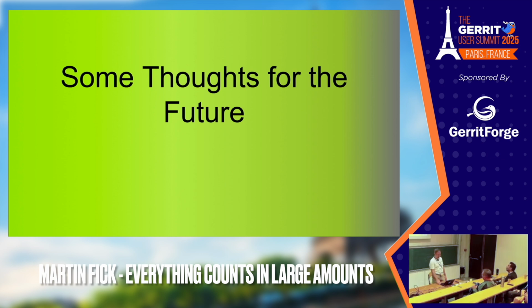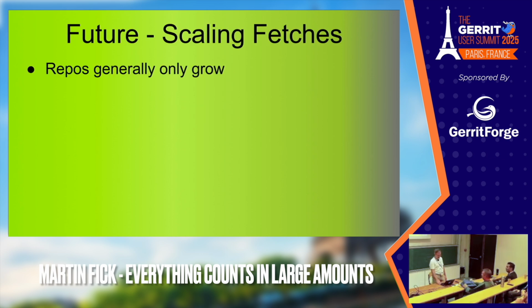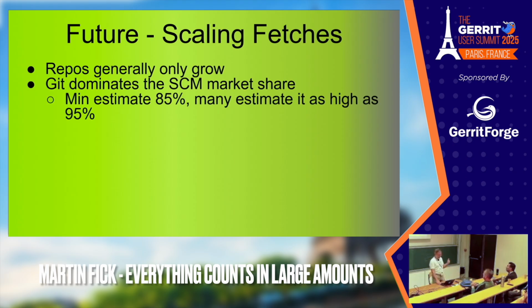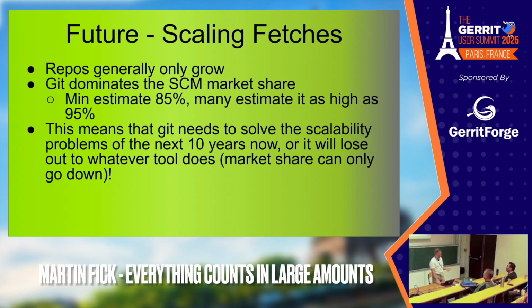Some more thoughts for the future. Repos generally only grow, right? Git dominates the market share. That means we need to solve it, because Git's going to be around, and if we don't solve it, we're going to lose to something new that does, right? We can only go down in market share. So we have a target on our back.